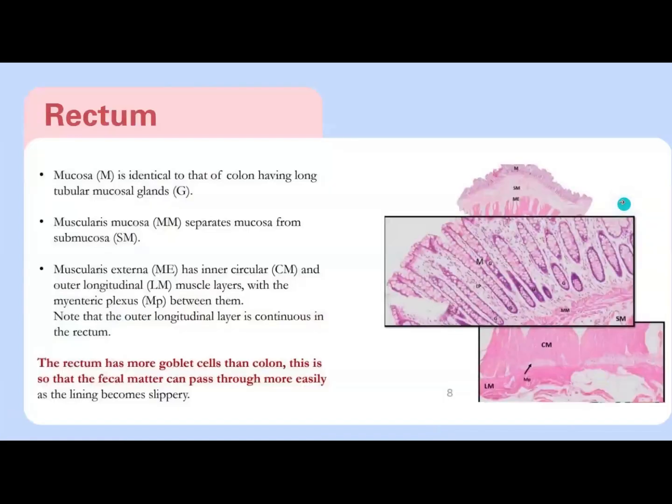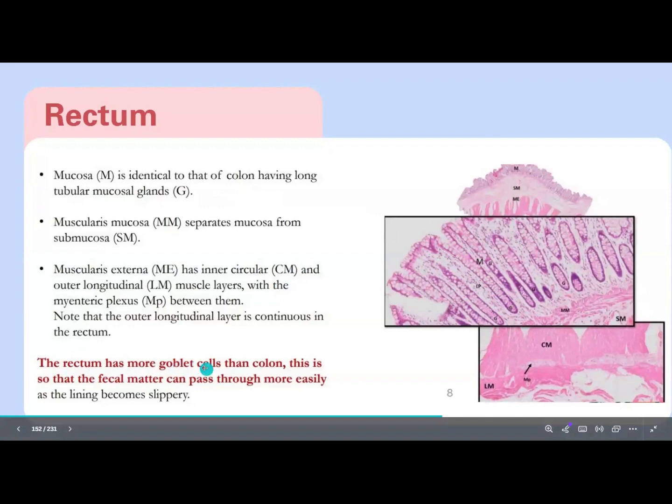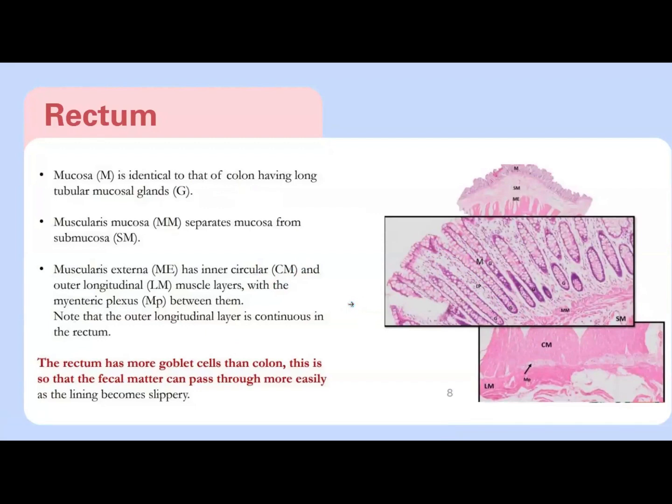Okay, the histology of the rectum and the anal canal are really easy. All you need to know here is that the mucosa is identical to that of the colon, but it has the really long tubular mucosal glands. So you see these really long tubular mucosal glands. This is found in the rectum. The muscularis layer, you don't need to know. Okay, the rectum, it has more goblet cells than the colon. So I told you from the small intestines, as you move on, you're going to have an increase in the number of the goblet cells. So look at these white structures.